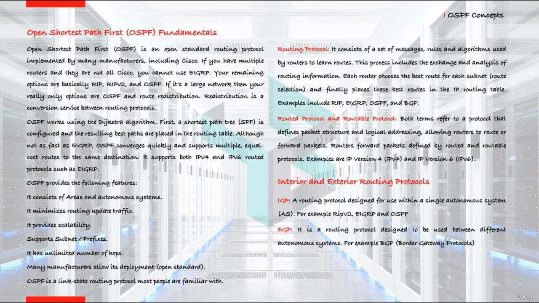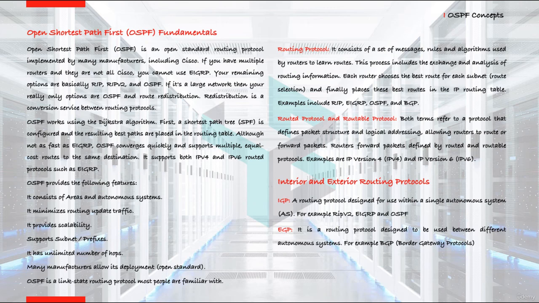OSPF is an open standard routing protocol used by many manufacturers, including Cisco. If you have more than one router and they are not all Cisco, you cannot use EIGRP. Your remaining options are basically RIP, RIPv2 and OSPF. If you have a large network, then our only option is to use OSPF and also to do route redistribution between other routing protocols. If you use both OSPF and EIGRP on the router, you redistribute the routes you learn from EIGRP to OSPF, in the same way that you redistribute the routes you learn from OSPF to EIGRP and send them to the EIGRP routing protocol.